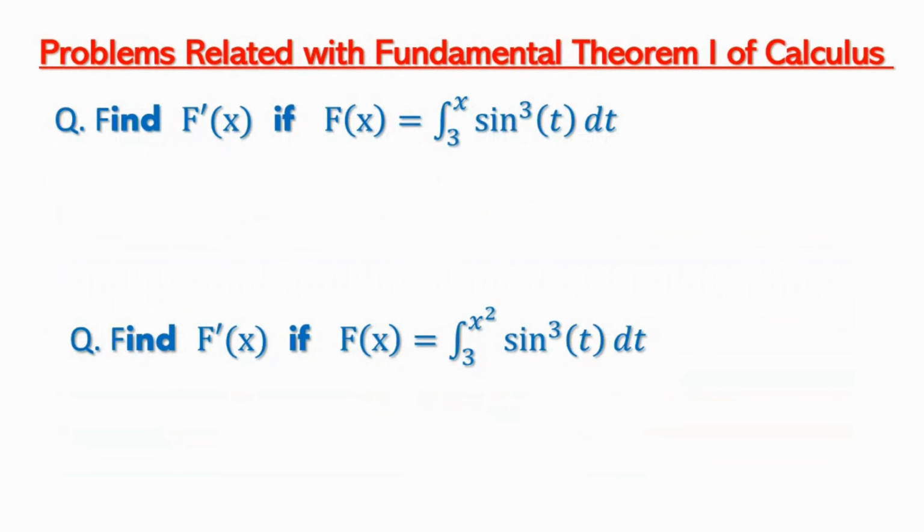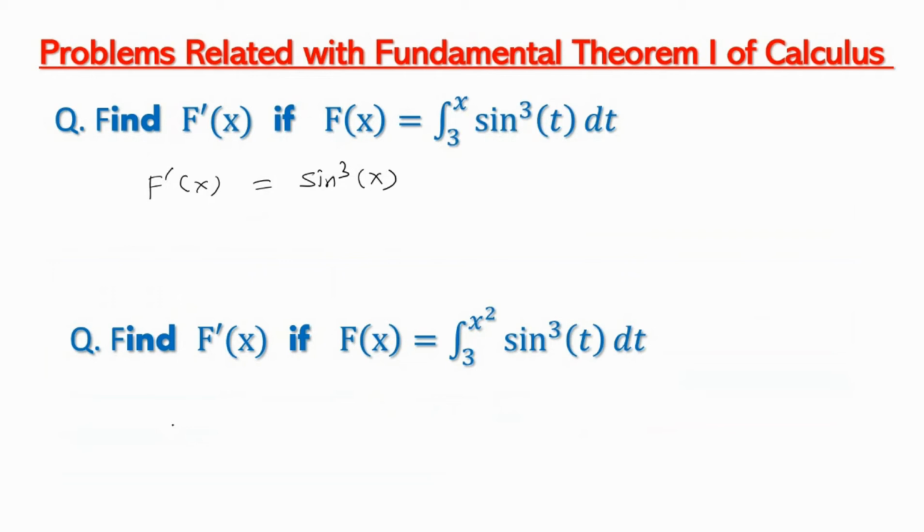Now we will apply fundamental theorem 1 and solve this problem. Find F'(x) if F(x) is equal to the integral from 3 to x of sin(3t) dt. So it's simple, directly F'(x) is equal to sin(3x). That's all. Now in this case, instead of x, you have x squared. So look at the difference between these two problems. Here it is x, here it is x squared.